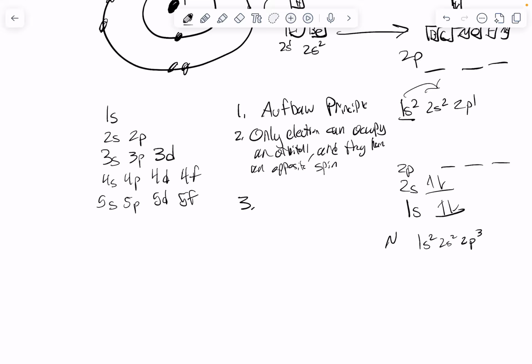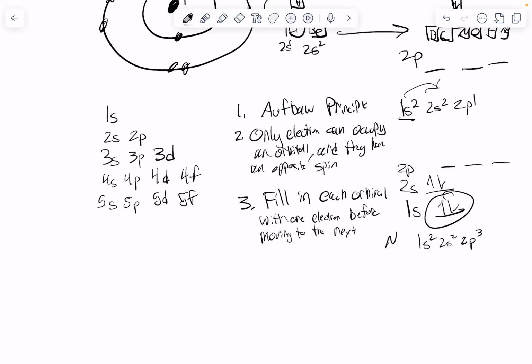Like the third rule says, you have to fill in each orbital with 1 electron before moving to the next. So the correct way to do nitrogen is, you have your 1s completely filled. You have your 2s completely filled. Okay, now you're going to 2p. So boom, boom, boom. That's how you do it, right?